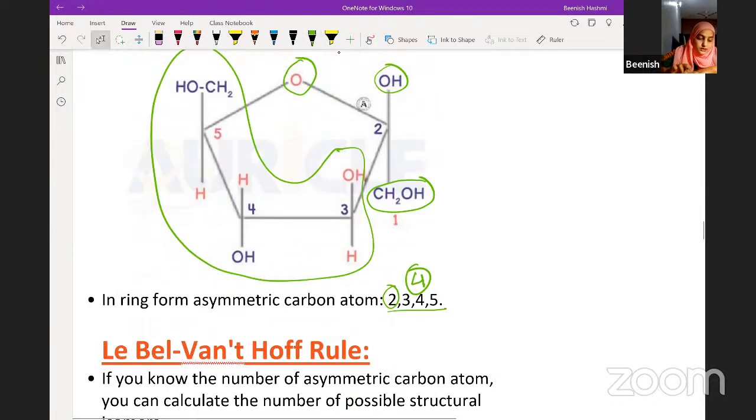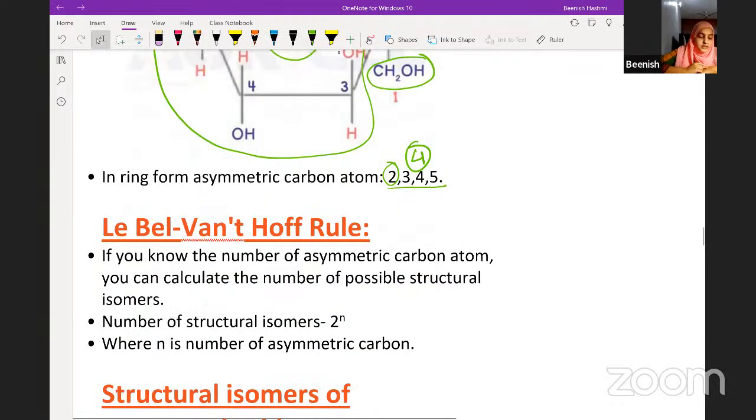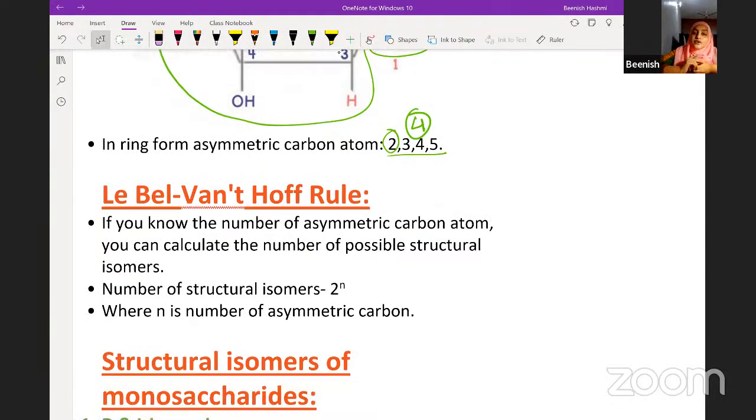Now let us see what the Le Bel Van 't Hoff rule says. It says if you know the number of asymmetric carbon atoms, that is the chiral carbons, you can calculate the number of possible structural isomers. Okay. So the formula for this is the number of structural isomers is equal to 2 to the power n, where n is the number of asymmetric carbons. Let's take the example of glucose.